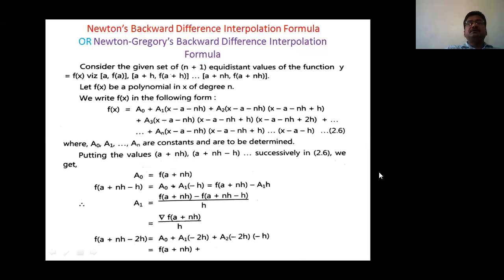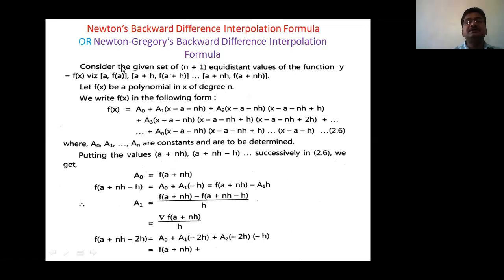Next topic is Newton's backward difference interpolation formula, also called Newton's Gregory backward difference interpolation formula. The previous one was Newton's forward difference interpolation formula. This is Newton's backward difference interpolation formula. The question on this topic is: state and prove Newton's backward difference interpolation formula, or state and prove Newton's Gregory backward difference interpolation formula.